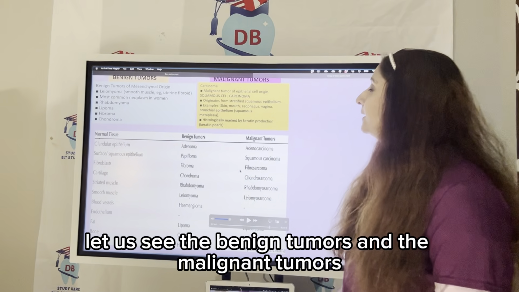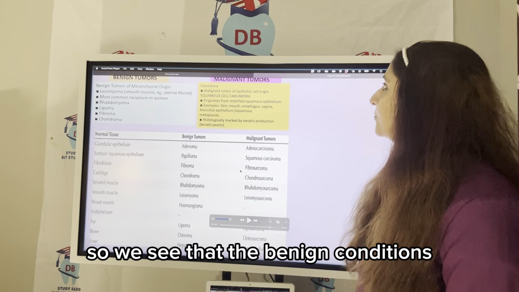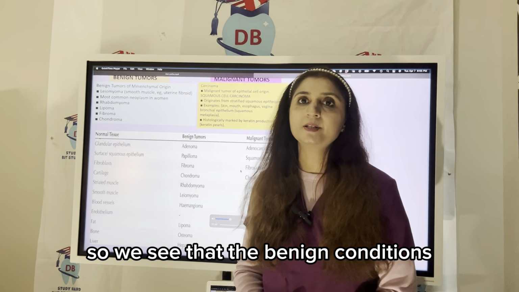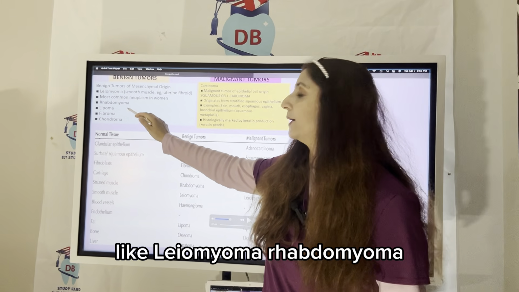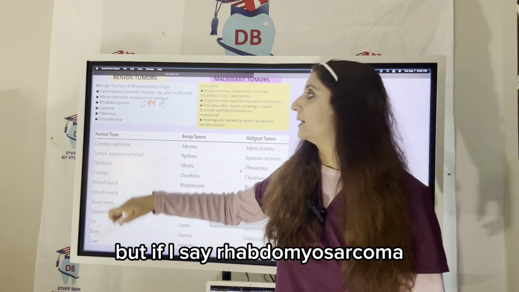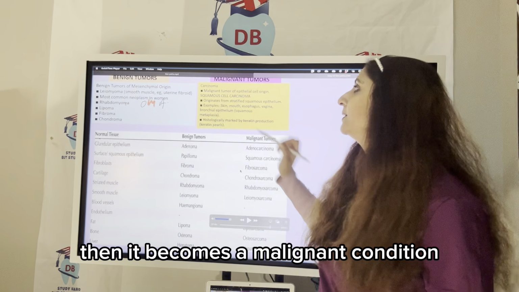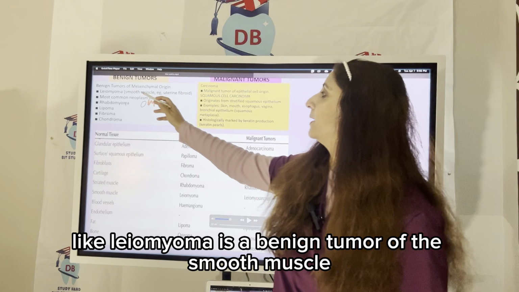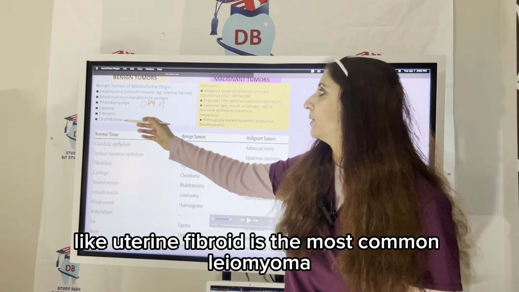Now, let us see the benign tumors and the malignant tumors. So we see that the benign conditions will have the suffix oma in their name, like leiomyoma, rhabdomyoma, lipoma. But if I say rhabdomyosarcoma, liposarcoma, fibrosarcoma, then it becomes a malignant condition. Like leiomyoma is a benign tumor of the smooth muscle, like uterine fibroid is the most common leiomyoma.